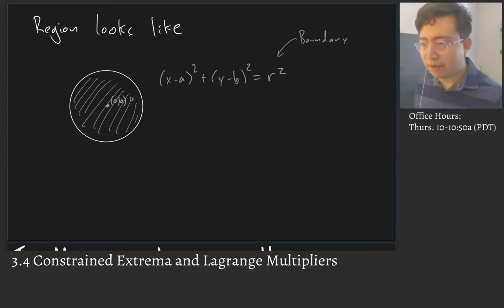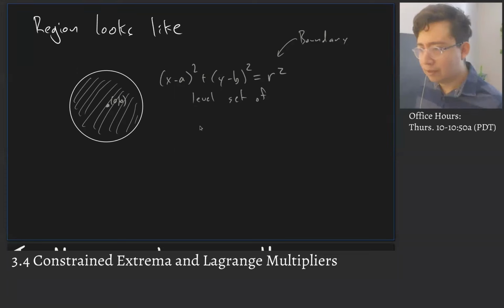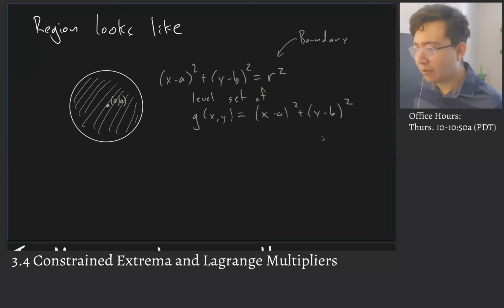Because everything in here, the radius is smaller or however you want to think about it. But the point is that this here is what the boundary looks like. We could think of this boundary as the level set of this function I'm going to call g of x, y, which is (x minus a) squared plus (y minus b) squared, at r, at c equals r squared.